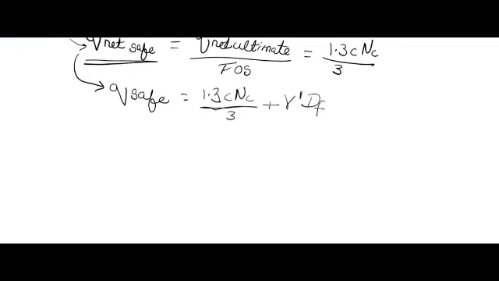So we have to find Q safe first, because in the problem it is said that in the presence of the safe bearing capacity, what will be the final settlement.